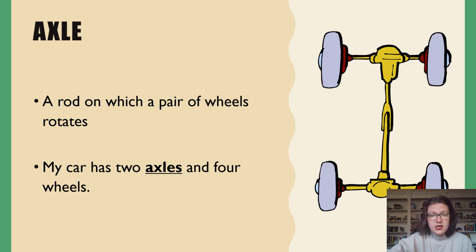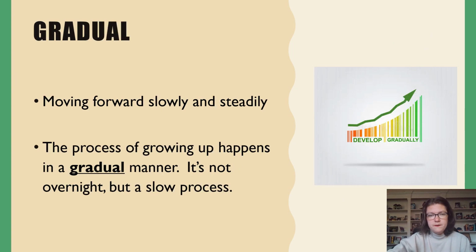An axle is a rod on which a pair of wheels rotates. My car has 2 axles and 4 wheels. So the axles are these parts right here that connect the wheels to each other in this little vehicle. Gradual means moving forward slowly and steadily. The process of growing up happens in a gradual manner. It's not overnight, but a slow process, right? You're not like a baby one day and a teenager the next. It takes time and days and months and years, and slowly you grow up.